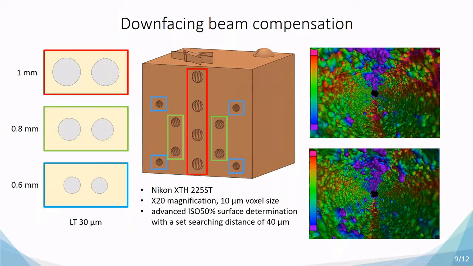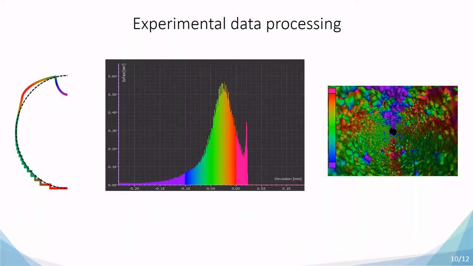Afterwards, we applied these compensations to complex geometry. We printed 3 types of channels of 1 millimeter, 0.8, and 0.6 millimeters in diameter in a horizontal direction. Half of them were compensated and half of them were non-compensated and used as a reference. This block, which is 1 by 1 by 1 centimeter, was analyzed with a micro CT with these parameters, and from this image, the histograms of the deviation were extracted.